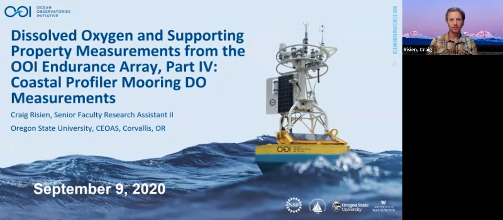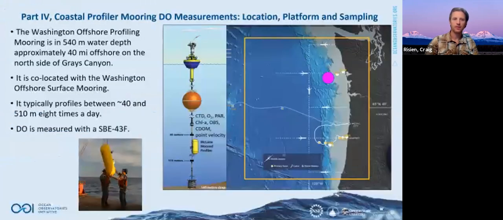Today I'm going to be talking about a coastal profiler mooring that's located on the Washington line of the Coastal Endurance Array. The Washington Offshore Profiler mooring is located about 40 miles west of Grays Harbor. You can see the purple dot there on the map, in about 540 meters of water. It's co-located with the Washington Offshore Surface Mooring.